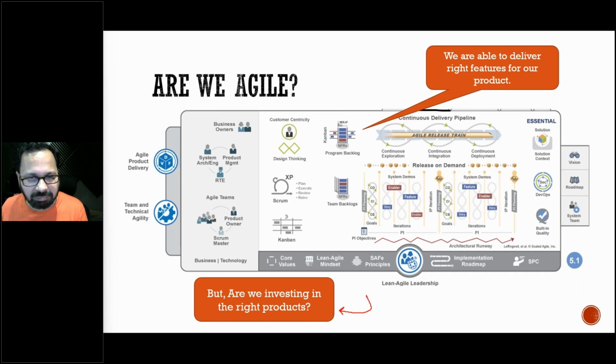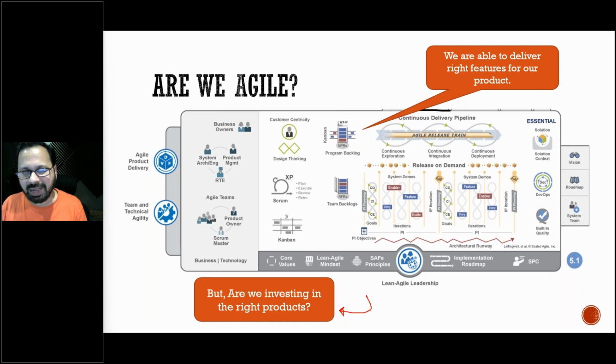If I extend further, are we investing in the right products? We know that we are building the right features for the existing product, but as an organization, are we investing in the right products? That's the question we are asking. And if your framework does not answer that, maybe you are building wrong products or you are making wrong investments. And can your organization even survive?